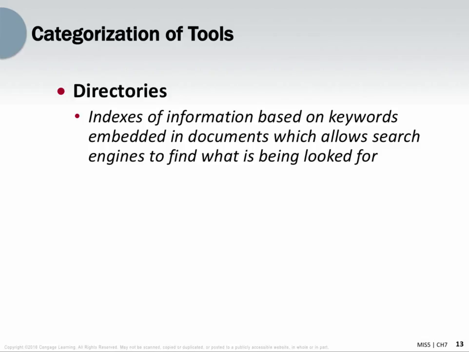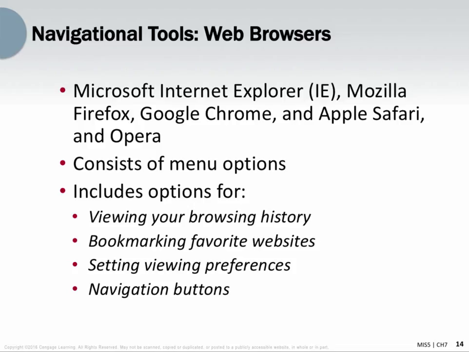Okay, so to dig a little deeper into navigational tools, we've got web browsers. There are a lot of them out there. Internet Explorer, Mozilla, Chrome, Safari, Opera. Microsoft's introduced another one, Edge, with Windows 10. So we have a lot of those. And they have menu options, and a lot of the options are browsing history, bookmarking, viewing preferences, navigation buttons, ad blockers. You know, there are a lot of different features you can incorporate into a web browser nowadays.